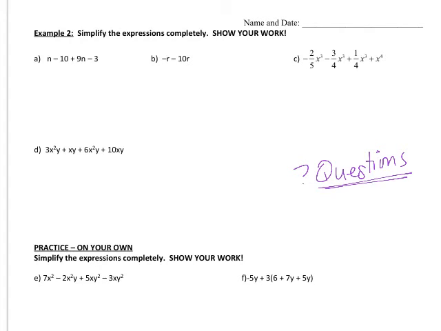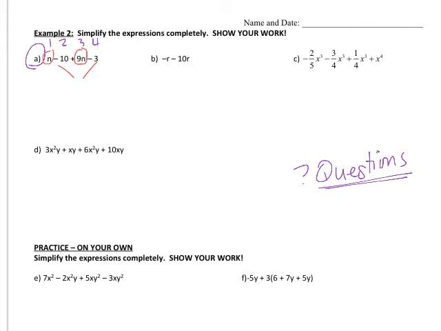All right, so for part A, we have 4 terms, okay? So 1, 2, 3, 4 terms, and we want to combine the things that are alike. What is alike? Well, I have a variable term here and a variable term here. Remember, variables are the letters that represent unknowns. And then we have a negative 10 and a negative 3, which are constants.